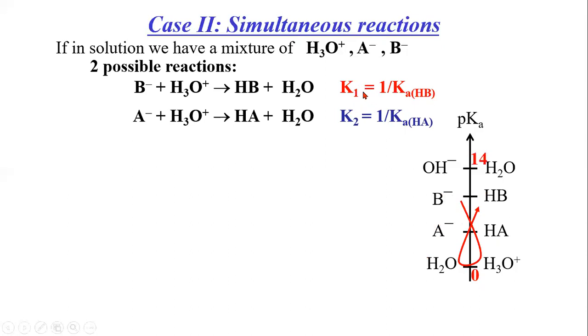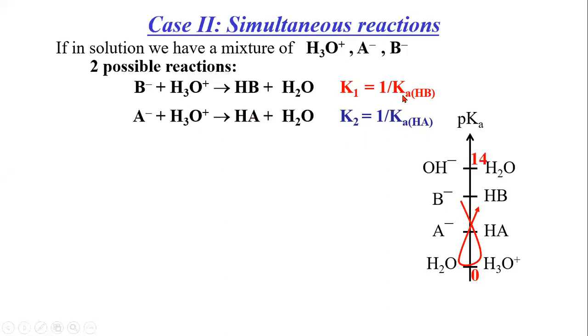However, let's look at each reaction's equilibrium constant. And so this is going to be K1. If you look at this reaction, this is simply the opposite of the Ka expression for HB. And so it will be 1 divided by Ka. And similarly for the second reaction, this is 1 divided by Ka of HA.